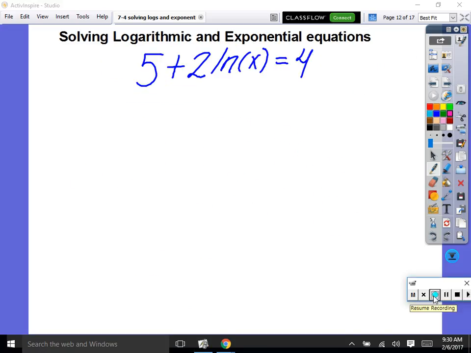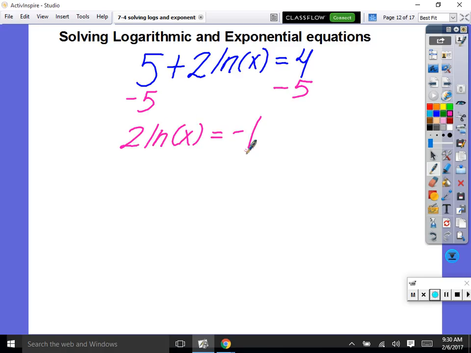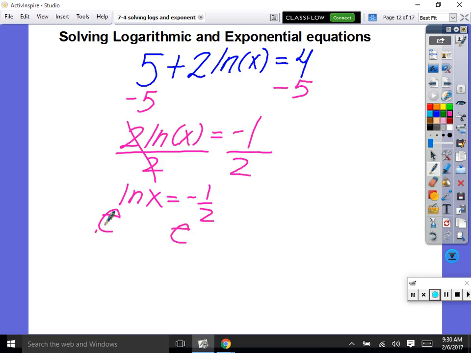Okay, a couple more. So our first step would be to do what? There's so many ways to solve this one. Subtract 5 from both sides. Very good. So we have 2 ln of x equals negative 1. What would you do next? Divide by 2, divide by 2. ln of x equals negative 1/2. Then what would you do? E both sides. ln and e undo each other. So x is equal to e to the negative 1/2 power.